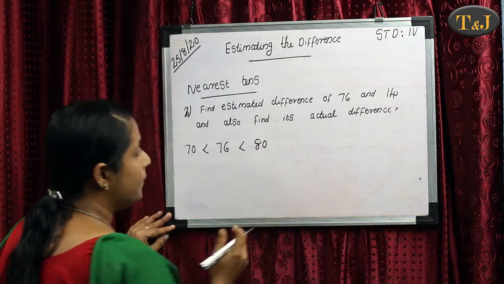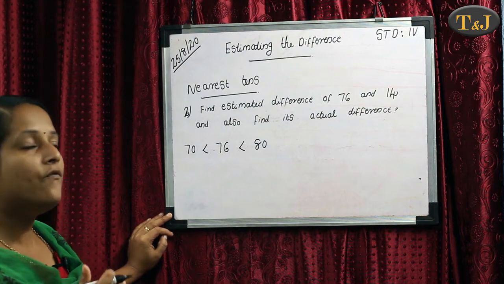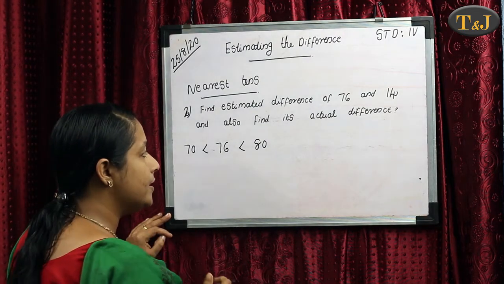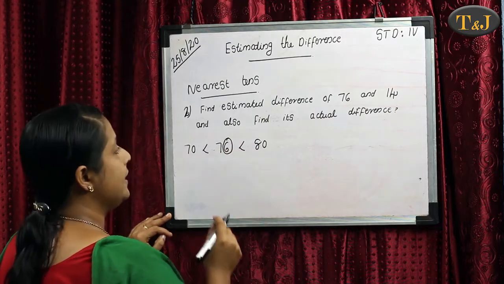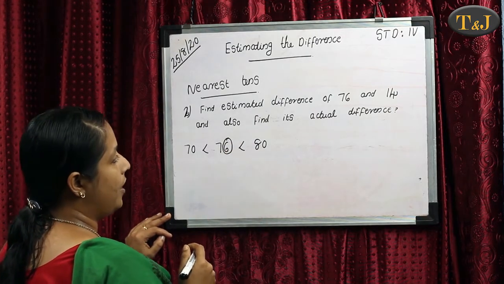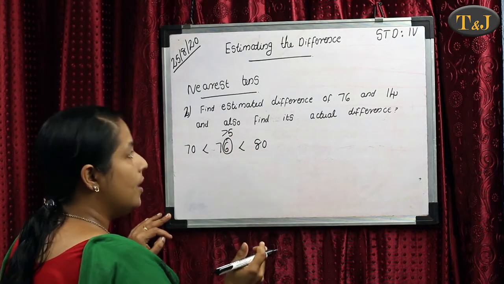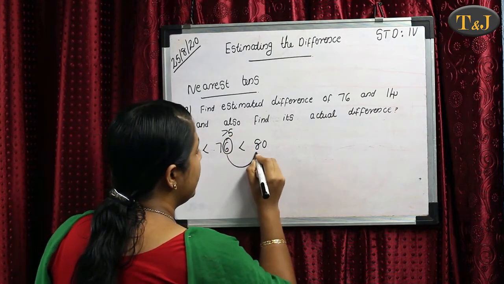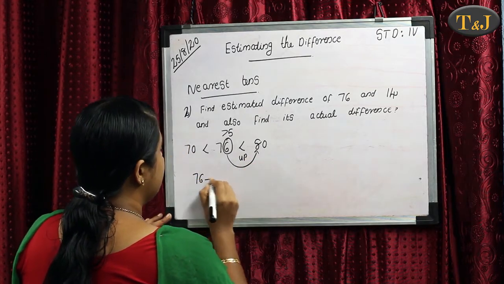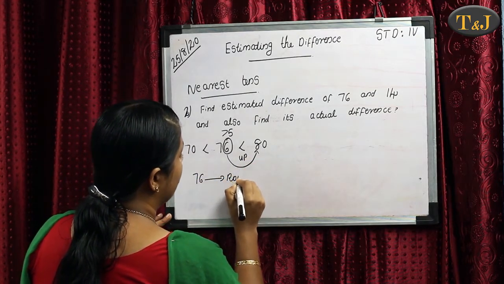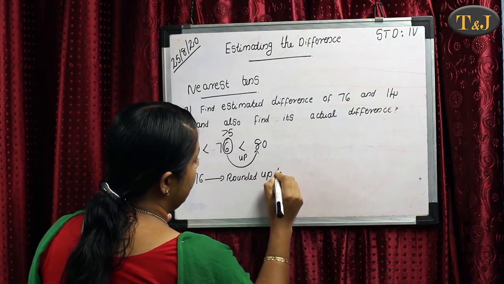Next we are considering which position value? Ones or tens? Yes, next we are taking ones place value. Here ones place value is 6. Then rounding this number 6. Is it greater than 5 or less than 5? Yes, it is greater than 5. So it is rounded up or down? Yes, it is rounded up to the next number. That means 80. Then we write 76 is rounded up to 80.